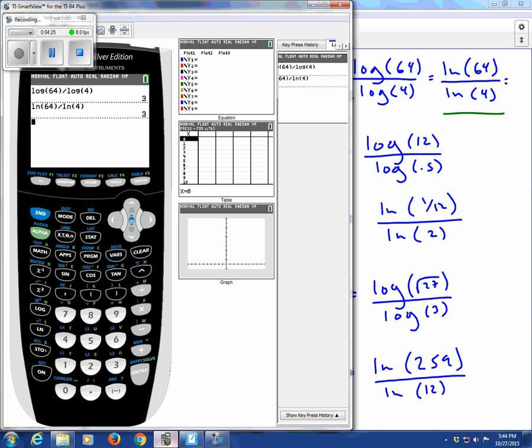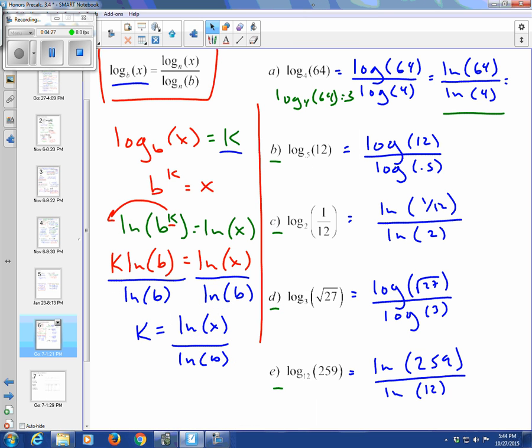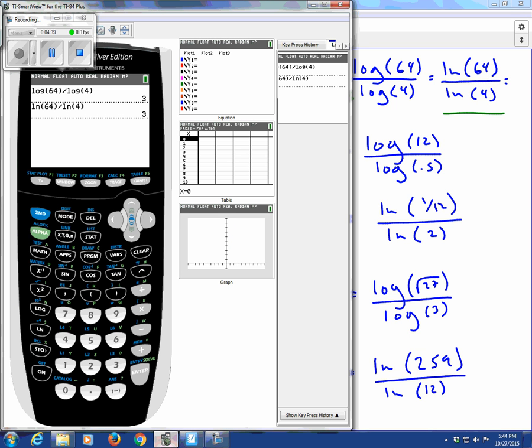So the first one we're looking at is log base 0.5 of 12, and that's going to equal the common log of 12 divided by the common log of 0.5. So taking out our calculator, we can type that in, common log of 12 divided by common log of 0.5. And when we evaluate that, we get negative 3.584962501.